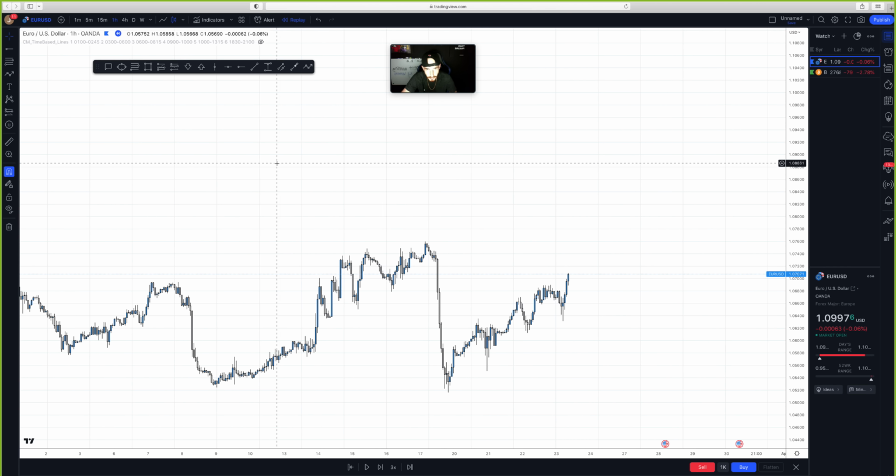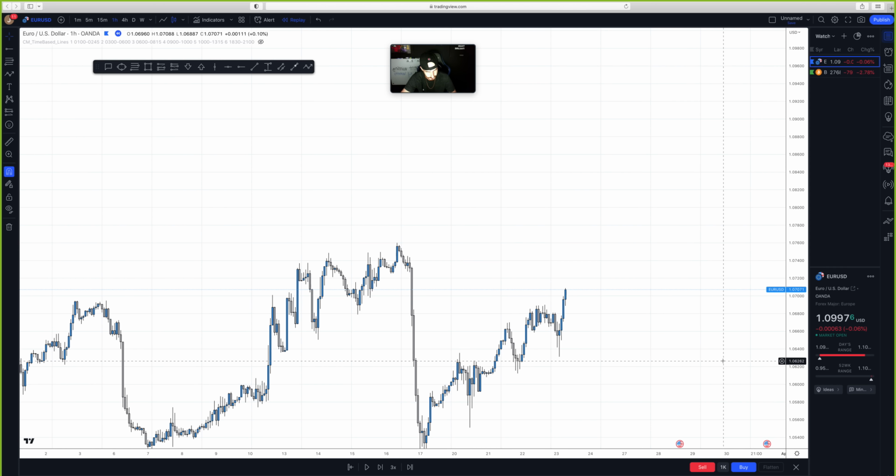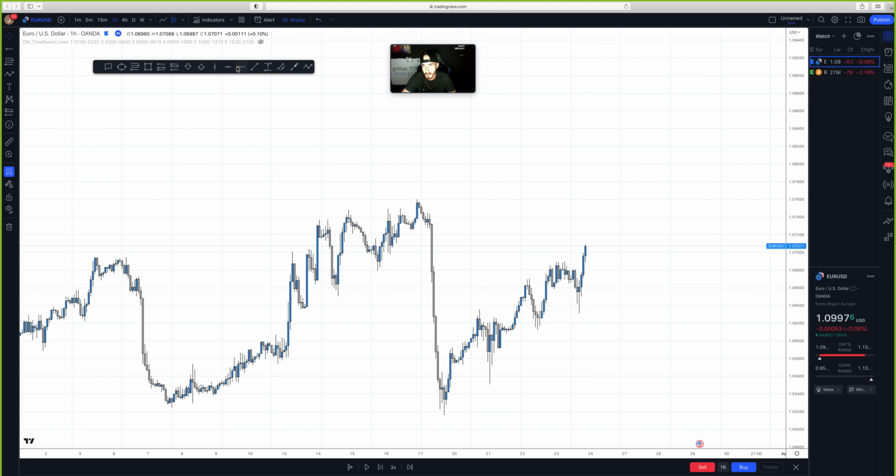So on H1, we have this area of supply, right? That gave us this huge push to the downside. This previous contrary candle is our area of supply. We're not gonna just enter off this area without an entry confirmation.